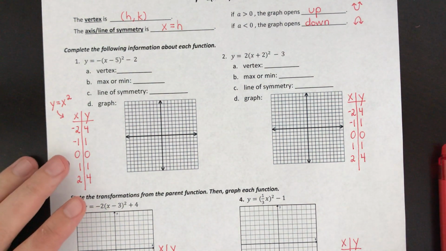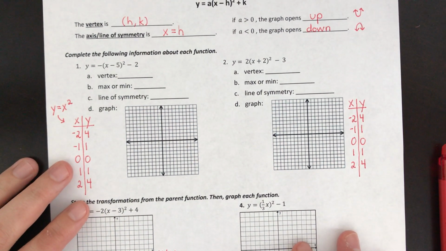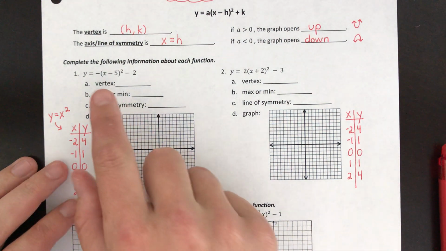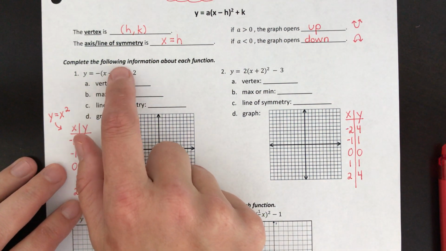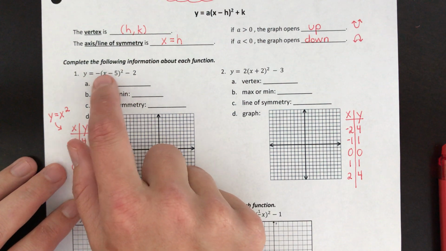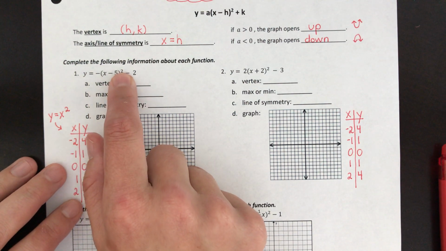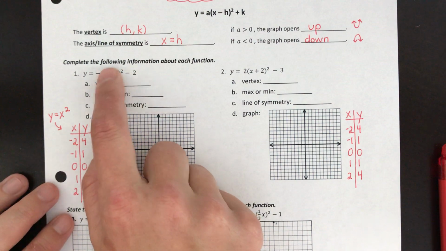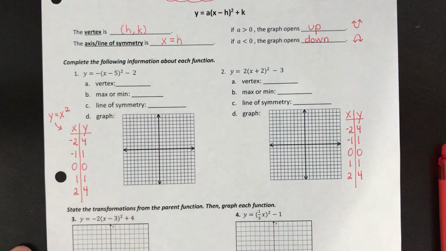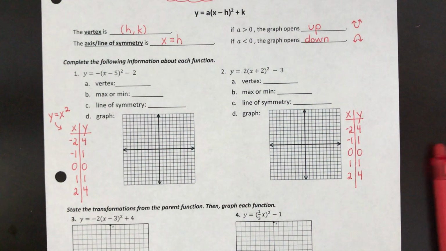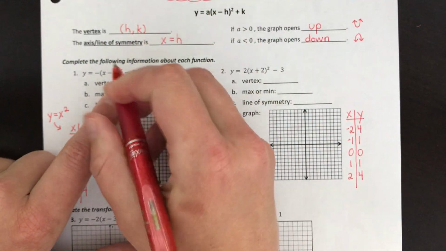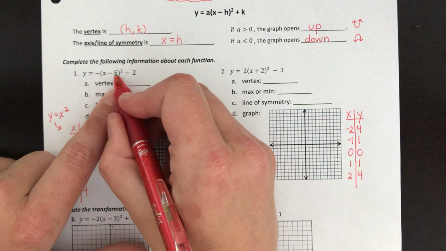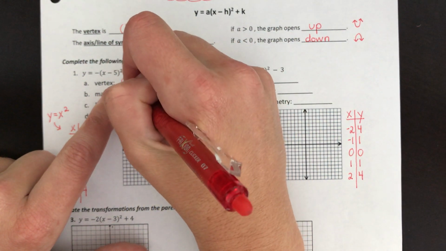Complete the following information about each function. So let me show you how this is read. Y equals negative, the quantity, that tells us what's in the parentheses, the quantity x minus 5 squared minus 2. Okay, you say the quantity, that way you know what's in the parentheses. Okay, that's the quantity. So what's my vertex? My vertex, remember, opposite of what's here, because that moves right 5. So we'll say positive 5.